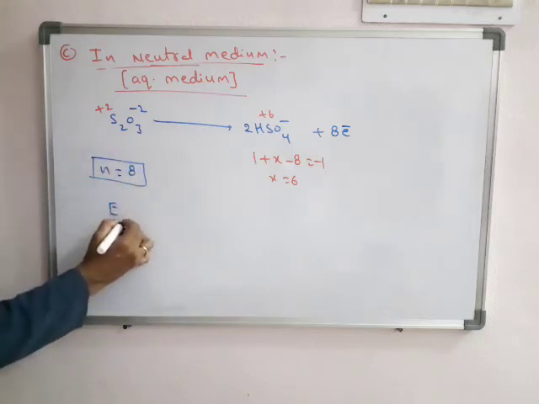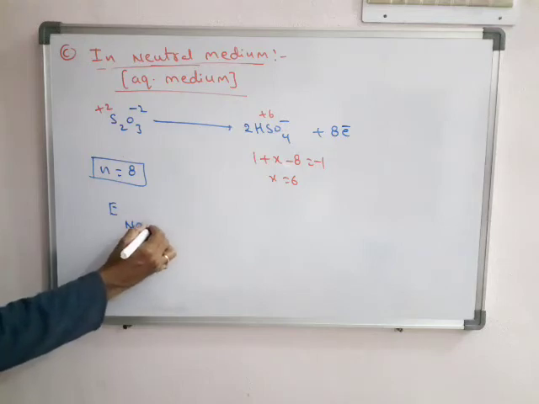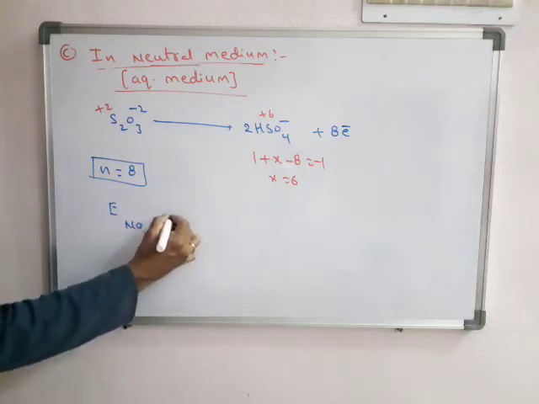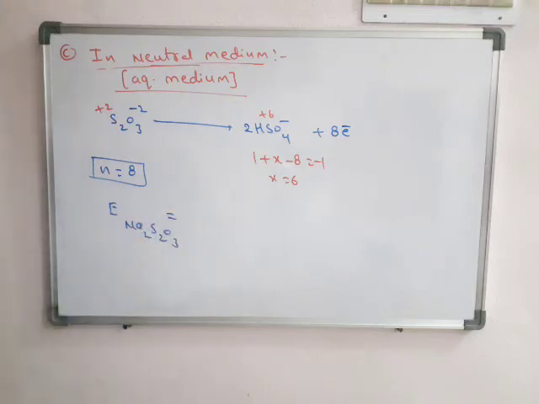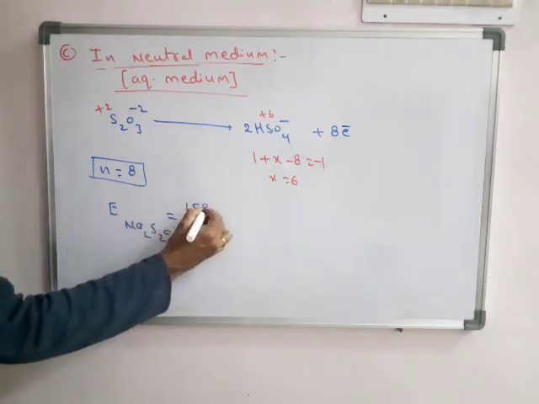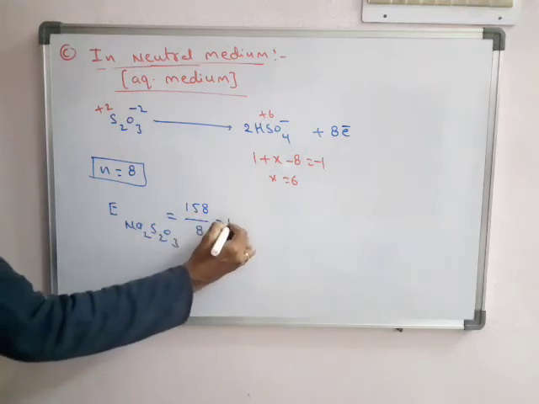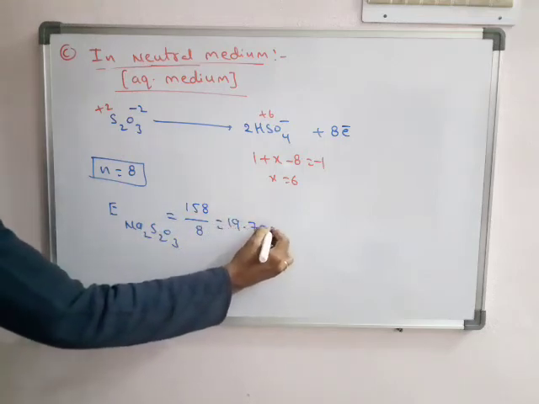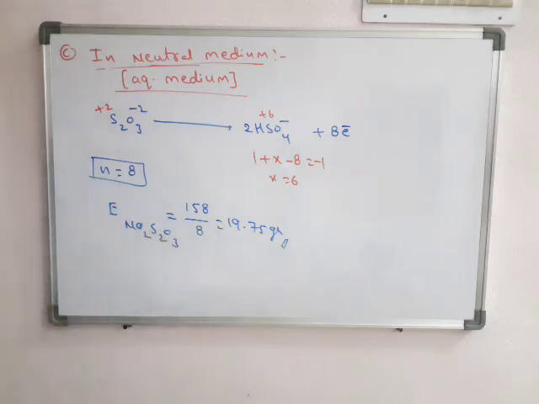So the equivalent weight of Na2S2O3 in a neutral medium. So I am not writing any H plus and OH minus. So again 158 by 8. That is 19.75 grams.